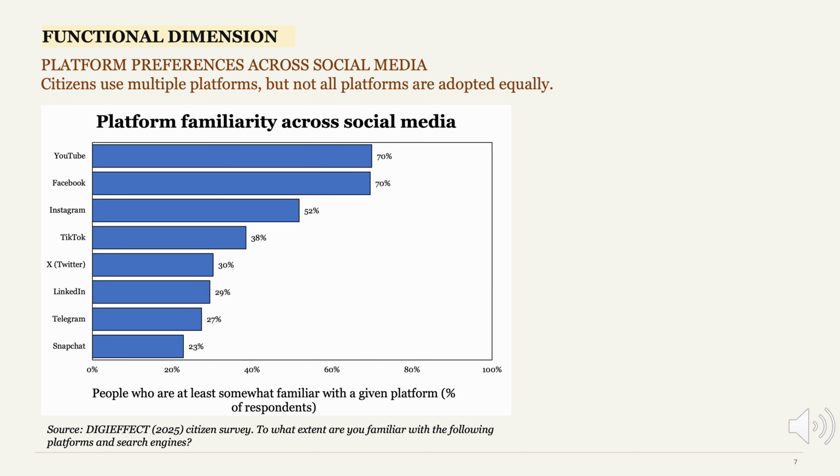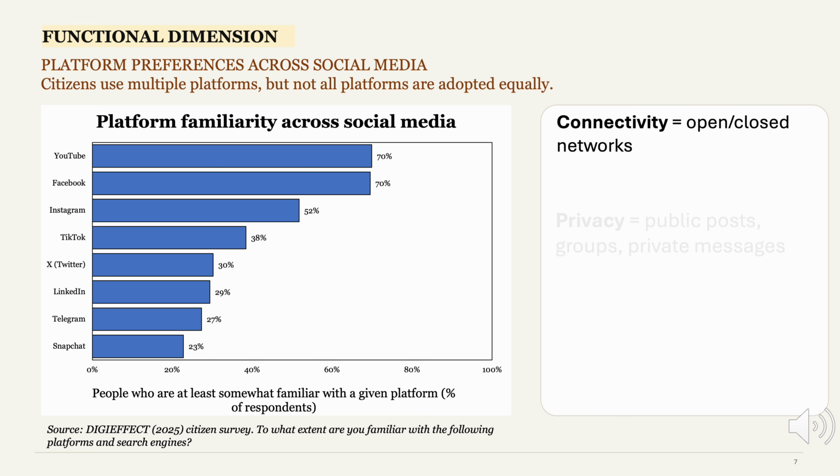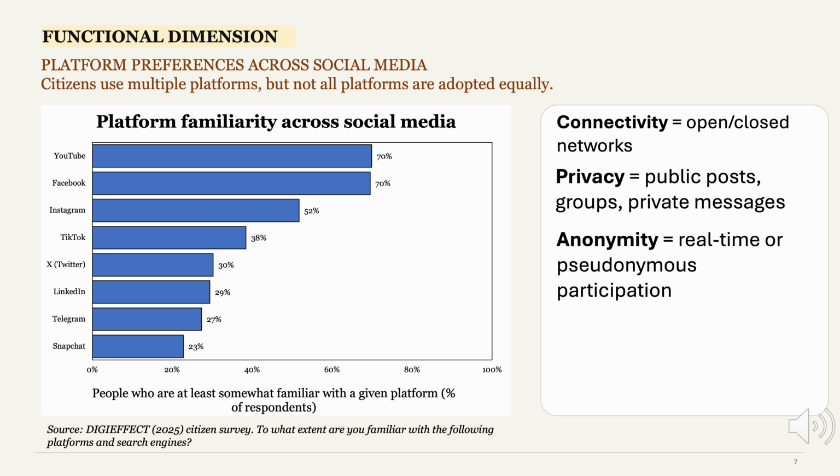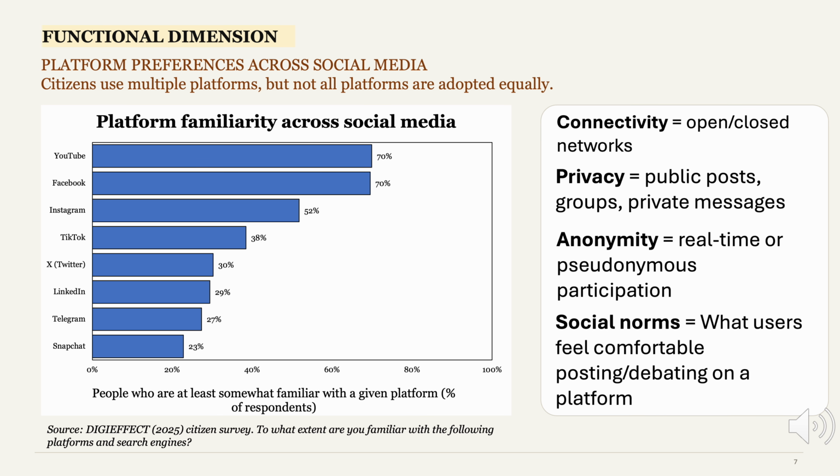Citizens use multiple online platforms, but they don't use them in the same way. Research suggests a funnel process. Many people use different platforms, fewer encounter political content there, and even fewer post or share it. Platform design shapes this process through four features: connectivity, meaning open or closed networks; privacy, meaning public posts, groups, or private messages; anonymity, meaning real-time or pseudonymous participation; and social norms, meaning what users feel comfortable posting or debating on each platform. So platform adoption is only the starting point.